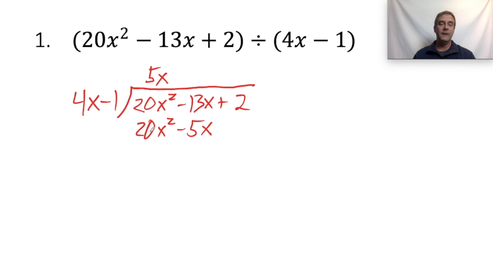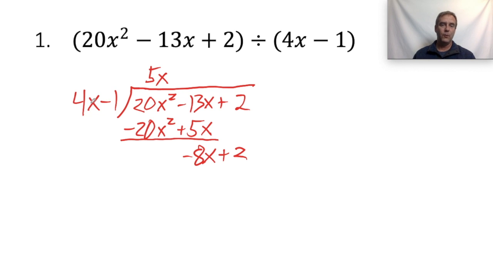Now remember, this is what's being removed from the dividend. So we're going to change the signs before we draw the big subtraction bar. 20x squared minus 20x squared leaves us with nothing. Negative 13x combined with 5x leaves us with negative 8x. This 2 that's in the constants column is now ready to come down and be used. It was just hanging out up there before. And we're ready to come back up to the top.